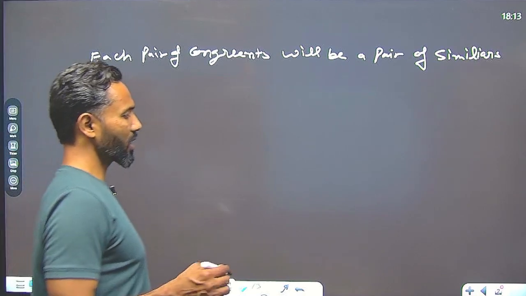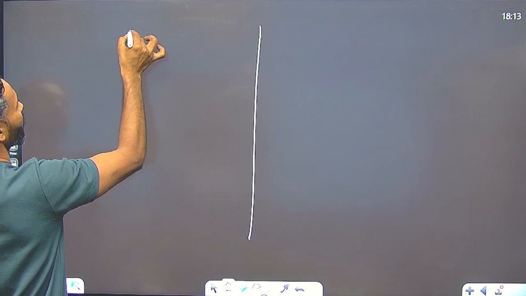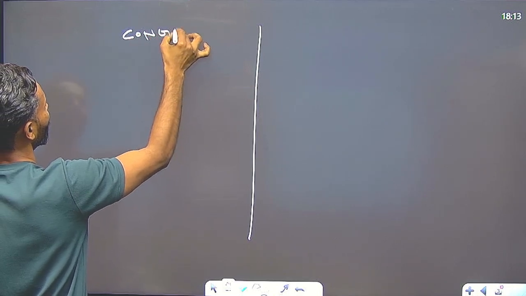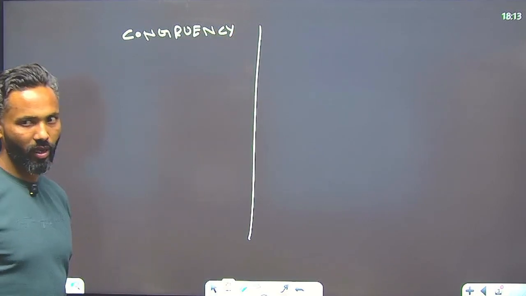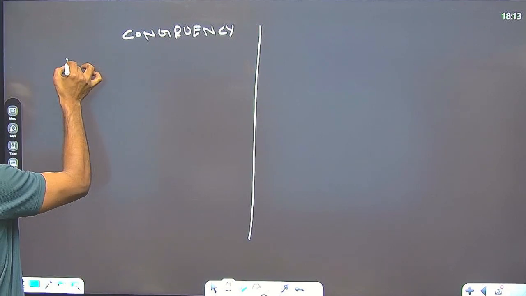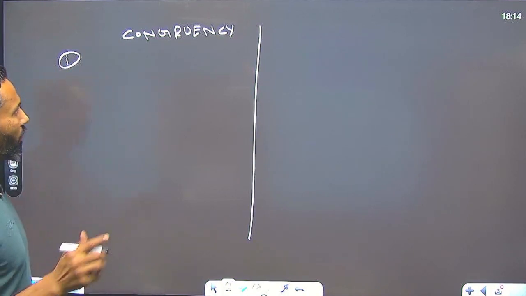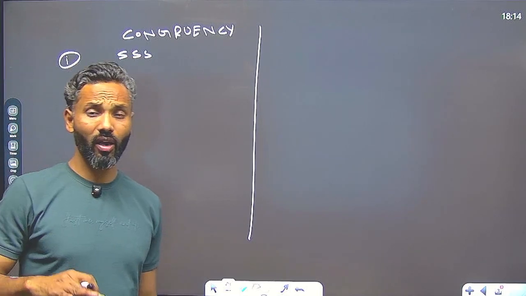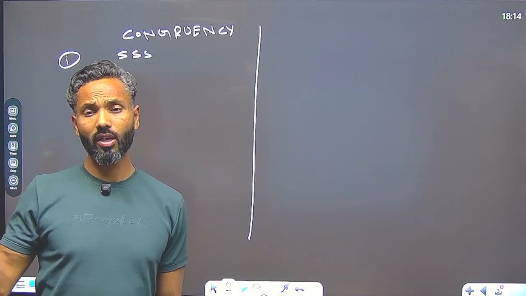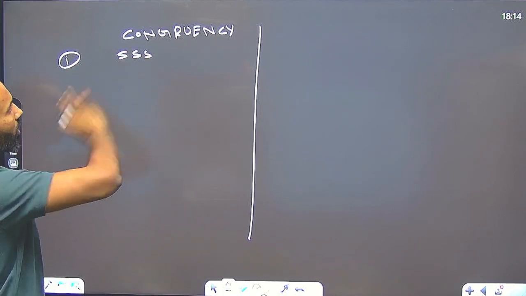So firstly, we will discuss the conditions of congruency, and then we will discuss the conditions of similarity. Suppose there are two different triangles, and we want to see whether these triangles are congruent or not. We have three different conditions. Understand? The first condition is side, side, side. If all three sides of the first triangle are equal to the three sides of the second triangle, respectively, then we can say both triangles will be congruent.